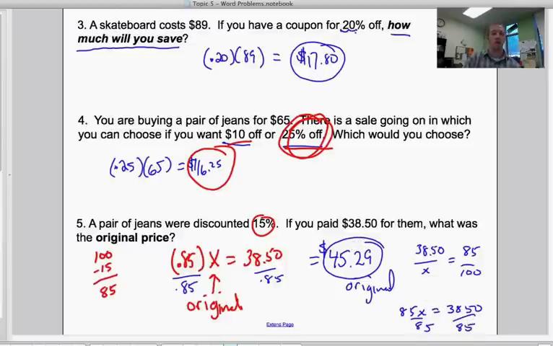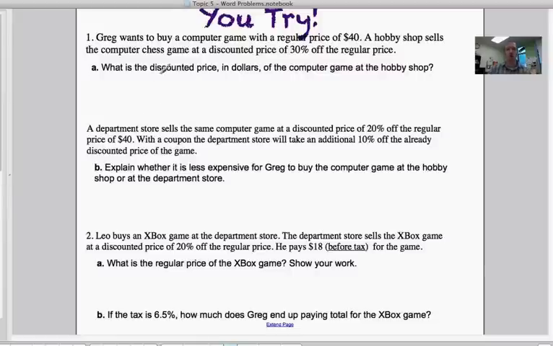Alright, great. So now you have a couple of you-try problems. Alright, there was really like 4 problems here. Make sure you do them all. If you have any questions, then by all means be sure to ask them.